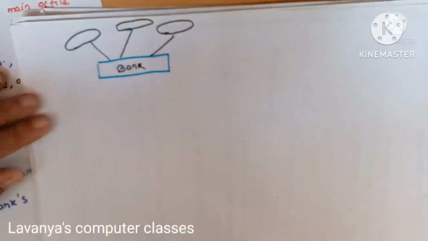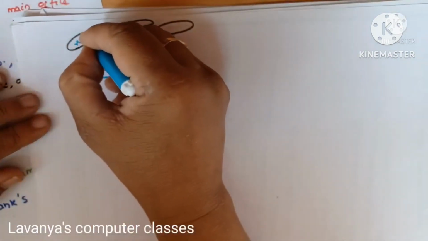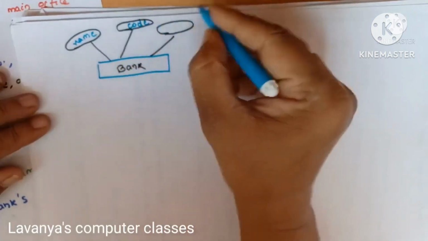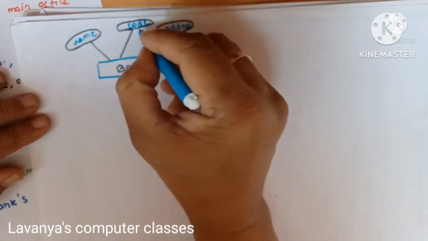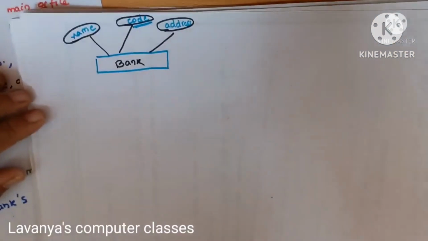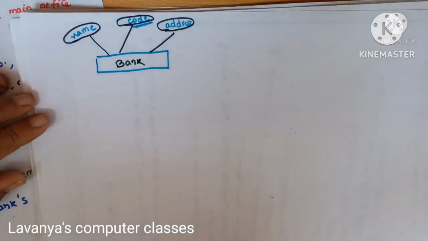And what are the attributes of bank? One is the bank name. Keep everything inside the ellipse. And bank code, code number and address. So here code is the primary key attribute. Through this one only it is possible to identify. So through bank code, we write it as just code. Okay, now this is the first entity set.